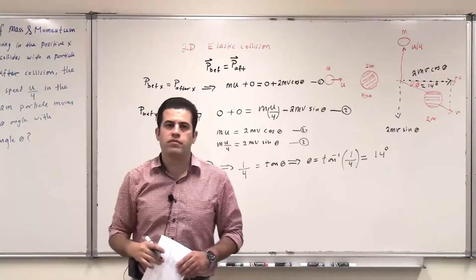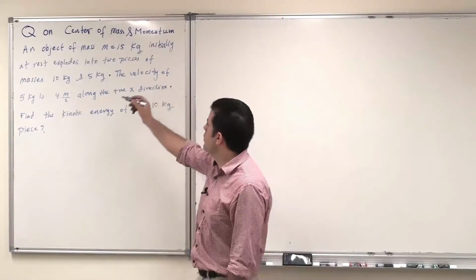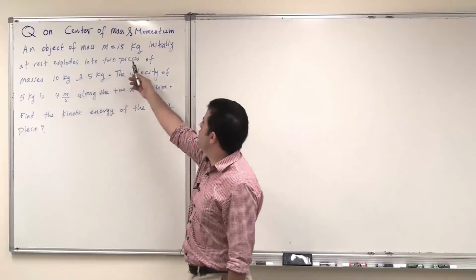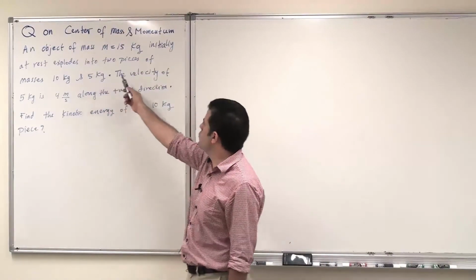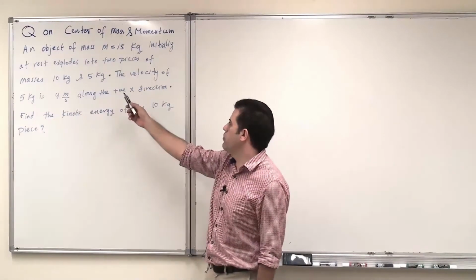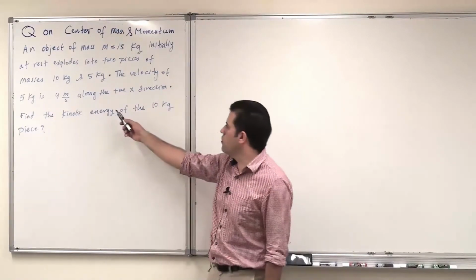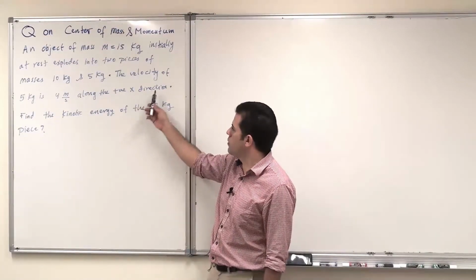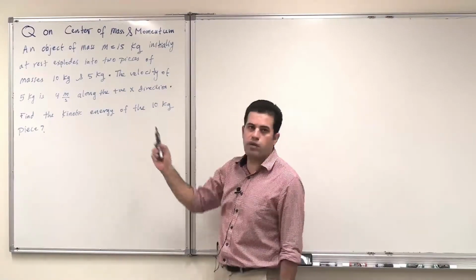Thank you. Assalamu alaikum. This question is on the center of mass and momentum. An object of mass 15 kilograms initially at rest explodes into two pieces of masses 10 kilogram and 5 kilogram. The velocity of the 5 kilogram piece is 4 meters per second along the positive x direction. Find the kinetic energy of the 10 kilogram piece.